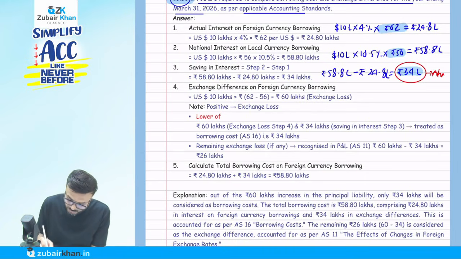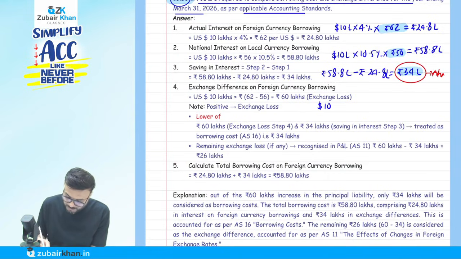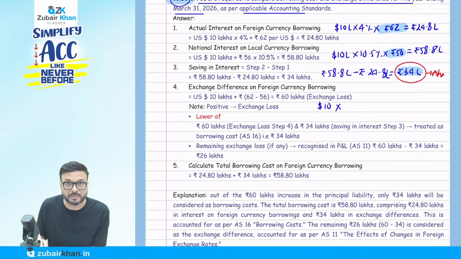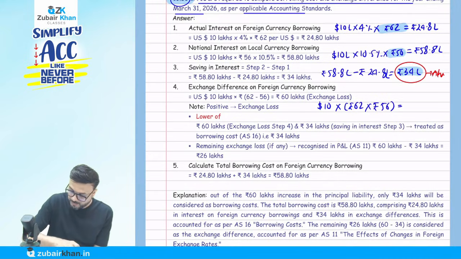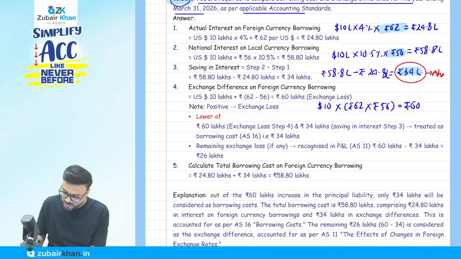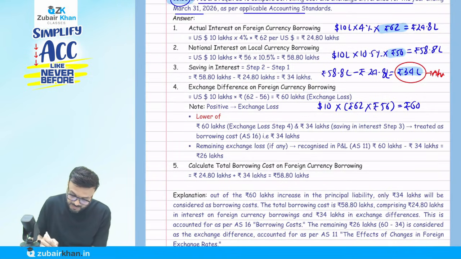So how much loan did we take? We took a loan of 10 lakhs. But how much is the exchange rate at the end of the year? 62. How much is the exchange rate at the starting of the year? It was 56. So the exchange value of the loan increased by how much? 6. So 10 multiplied by 6, that is coming to 60. So I am at a loss of 60 lakhs. So this is a disadvantage to me.